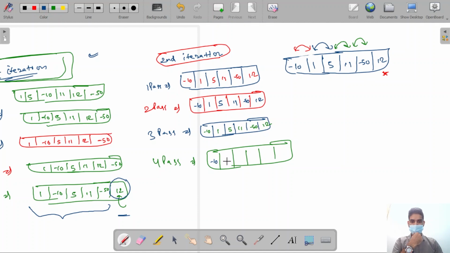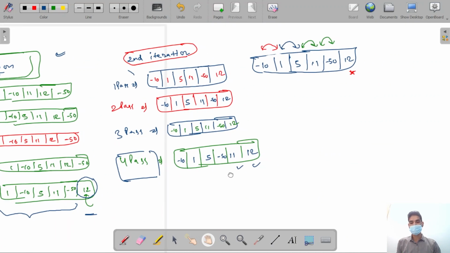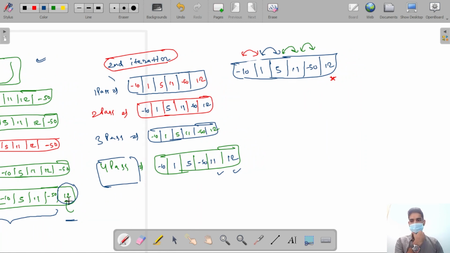So what we will do? Minus 10, 1, 5, minus 50, 11 and 12. So you can see this is all about the second iteration. There are a total of 4 passes, and 11 is at its correct position. 12 is also at its correct position, so we got two numbers at their correct position. Similarly, this algorithm will get followed. In the first iteration, one number got sorted. In the second iteration, the second number got its correct place.